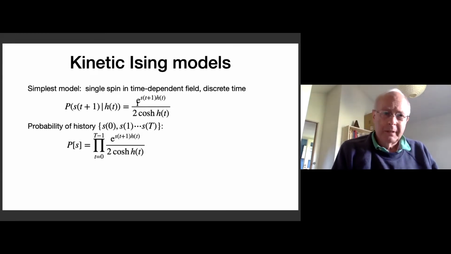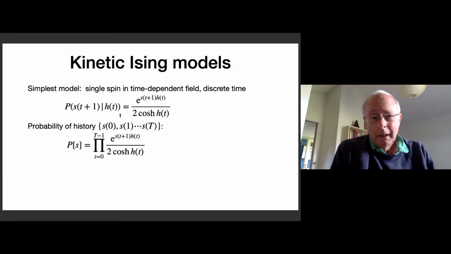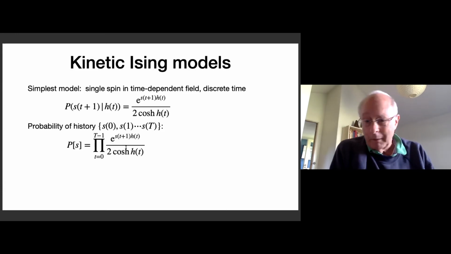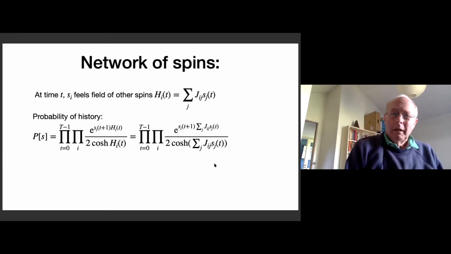So you have a sequence of H's which depend on time, and that produces, by this rule, a random series of S's, because it's probabilistic. And we could write the probability for the whole history. It's just the product over all the time steps of this Boltzmann-like factor for the single time step.